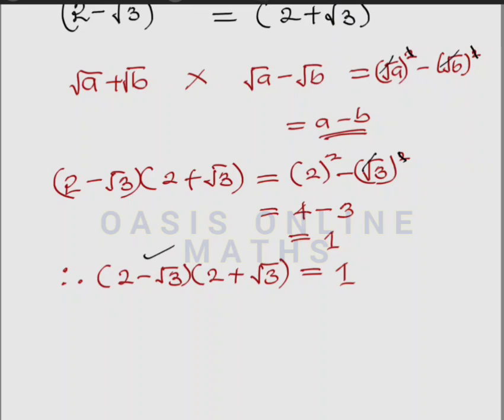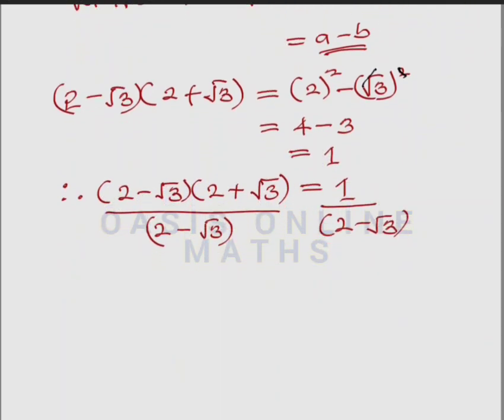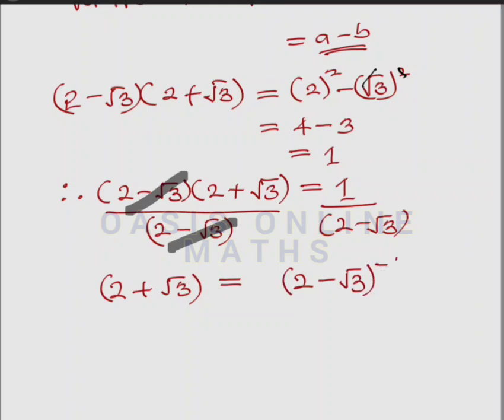So let's make one of these two binomial surds the subject of the formula, then we substitute it back into the question. That is, we can decide to divide both sides by 2 minus root 3. So we see what we have. We handle this, then we have this left. We have 2 plus root 3 is equal to 2 minus root 3 all raised to the power minus 1.